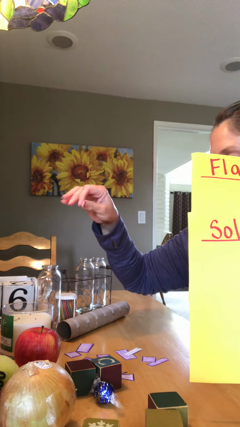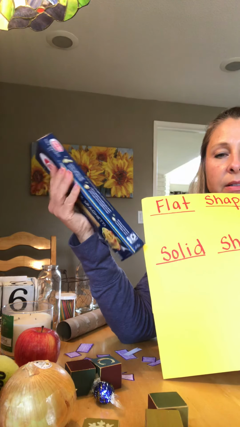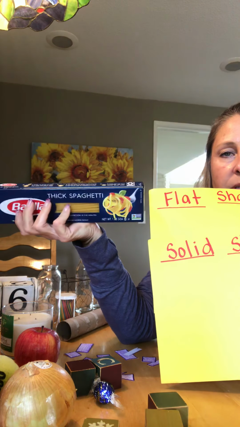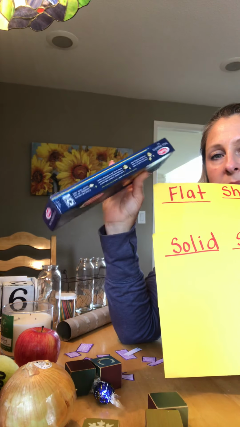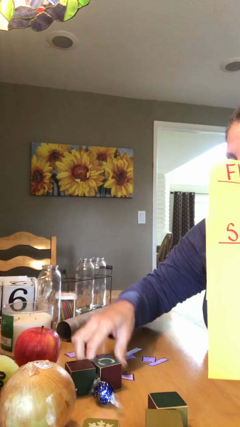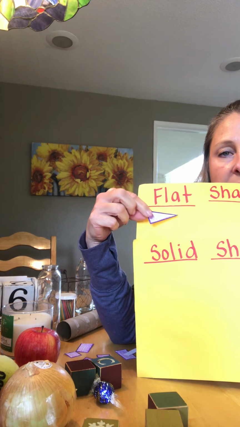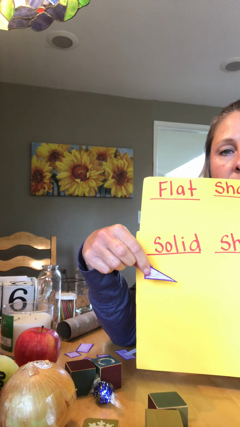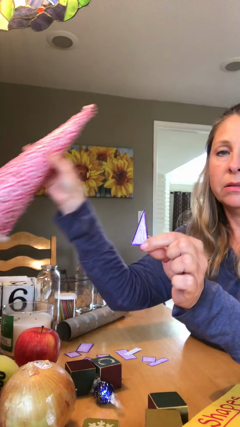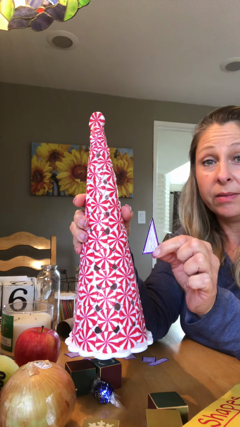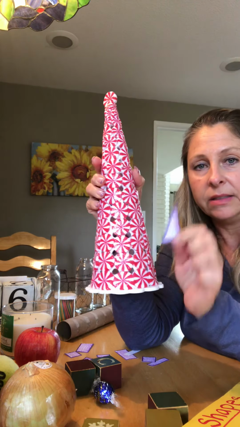How about, let's see, this is a kind of a tricky one because this isn't on our list today, but this is my box of spaghetti. Is it flat or is it a solid? Does it have multiple sides? It is a solid. How about this triangle? Is it a flat shape or a solid? Can you see the difference between this and this? I hope so. This is a flat shape. This is the solid, geometric solid. Flat, solid.